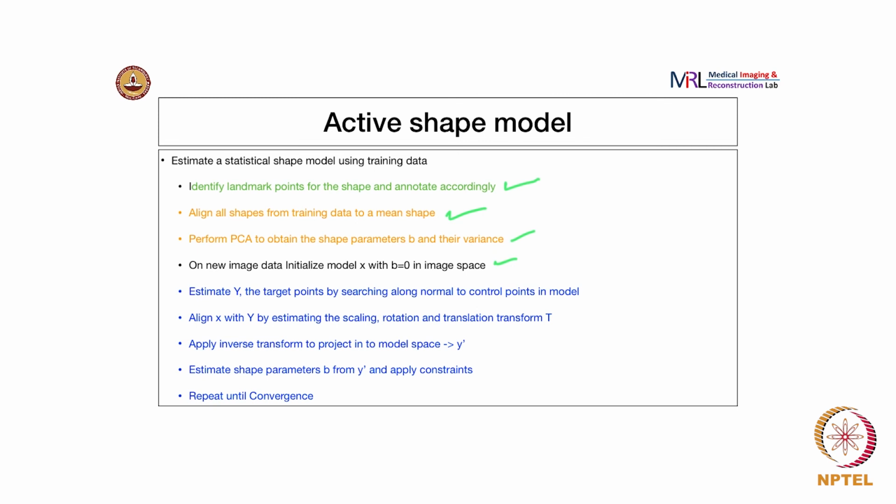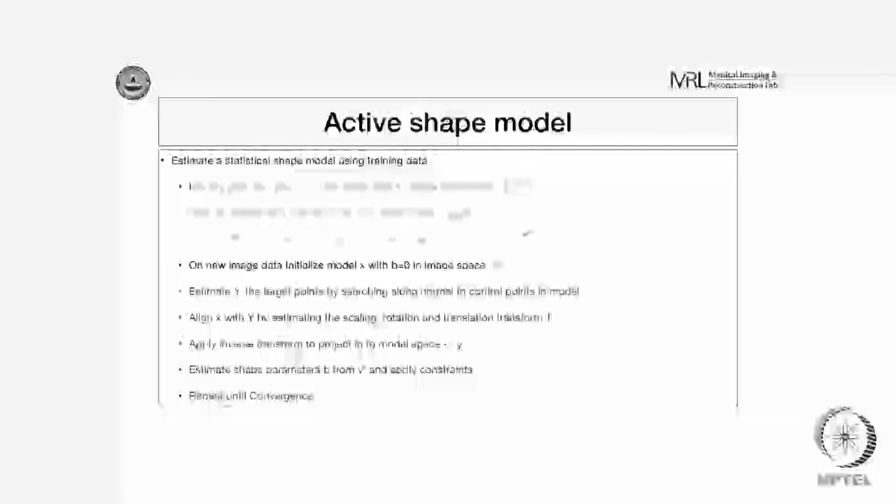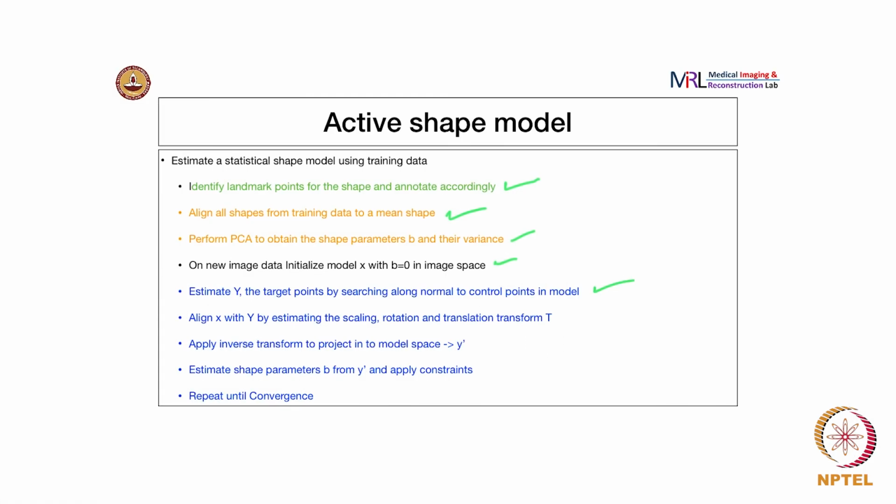And then put it on the image space, and estimate Y, the target points, by searching along the normal to the control points in the model. There are different ways of doing this, we saw that. And then you align X with Y by estimating the scaling, rotation and translation transform. Apply the inverse transform, project to model space, estimate shape parameters, and repeat this until convergence. Okay, this is how you would do this.